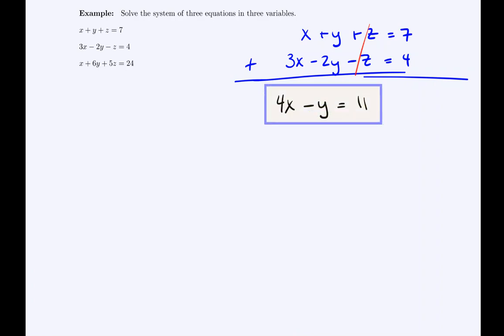Now our goal is to get rid of the z's in another pair of equations. So let's look back at what we started with. We already did the obvious choice. Next, what if we multiplied the second equation by what? What can we multiply the second equation by so that when we add it to the third, the z's cancel?